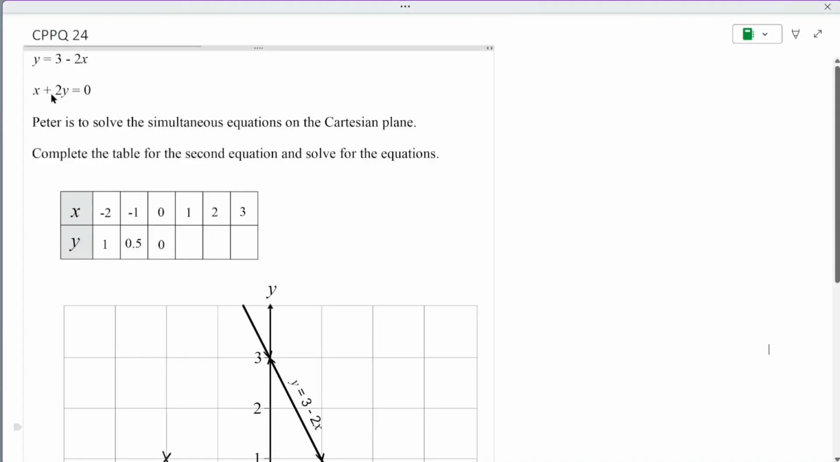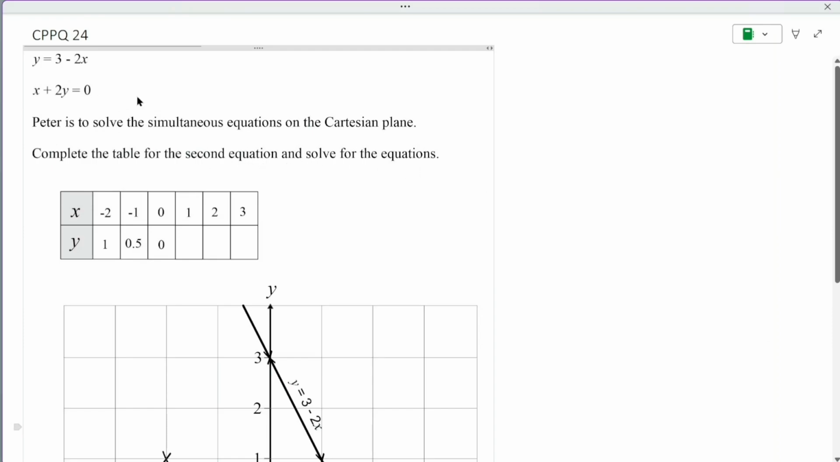Question 24. y equals 3 minus 2x. x plus 2y equals 0. Peter is to solve the simultaneous equations on a Cartesian plane. Complete the table for the second equation and solve for the equations.